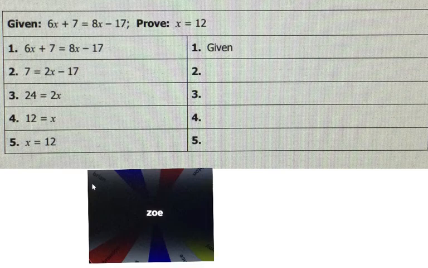Okay, how did we get from 1 to 2? So what happened? They got rid of 6x over here, right? So how do you get rid of a 6x? They had to subtract the 6x on both sides, because notice how we had variables on both sides? So you have to subtract 6x to get rid of it here. And then 8x minus 6x is 2x. So this should be the subtraction property of equality.